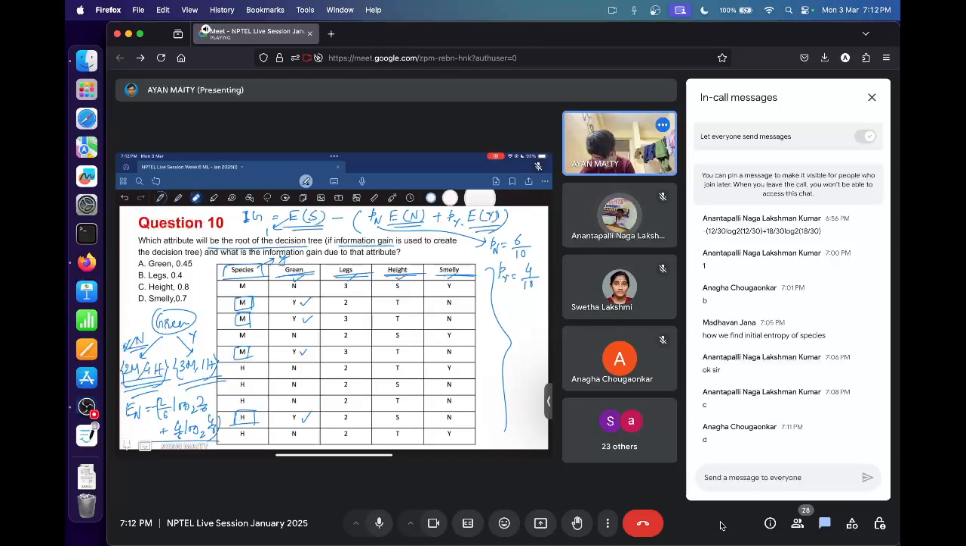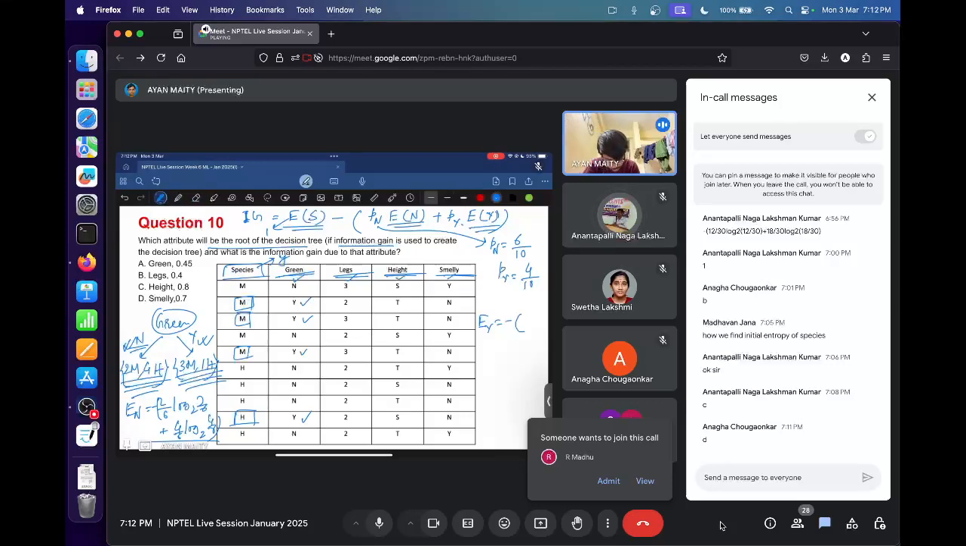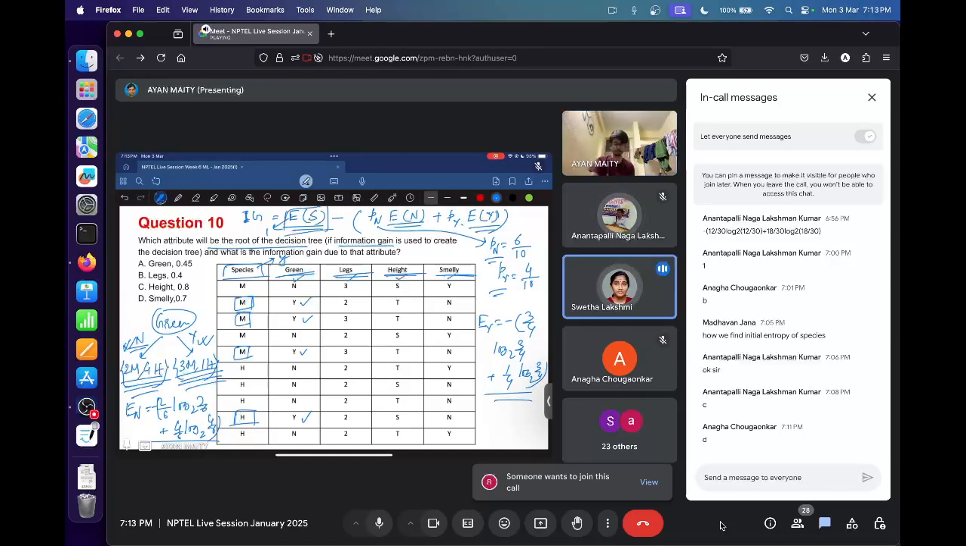Similarly, Ey is the entropy of the y side, which contains 3 m and 1 h. So it will be minus of 3 by 4 log base 2 of 3 by 4 plus 1 by 4 log base 2 of 1 by 4. That is Ey. So Ey, En, Pn, Py, all the values we have calculated, and this E of S value is already calculated in the previous question. It should be log base 2 of 1 by 4, yes.